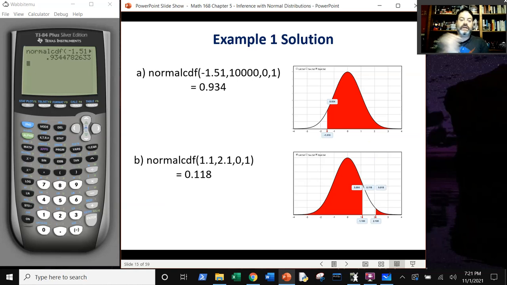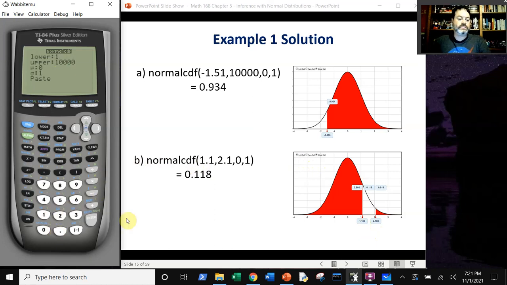Oh, forgot to do it on the calculator. Well, it's real easy. You can see what to do. So again, it's going to be second variables, so distribution, normal CDF. This time our left endpoint is 1.1. Our right endpoint is 2.1. Again, our mu and sigma don't change. Enter, enter, enter, enter. Right, and it's 0.118.